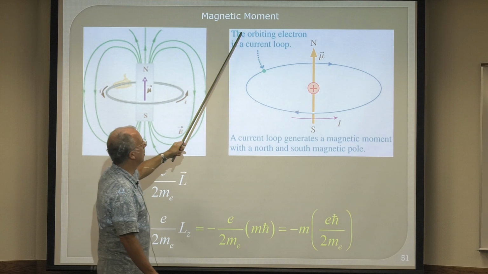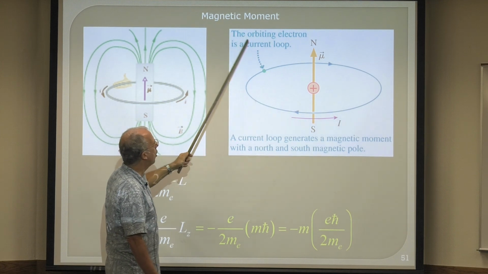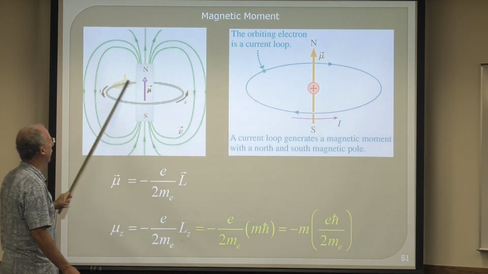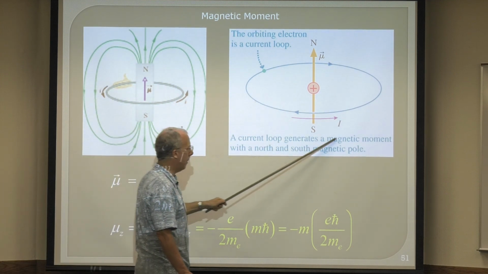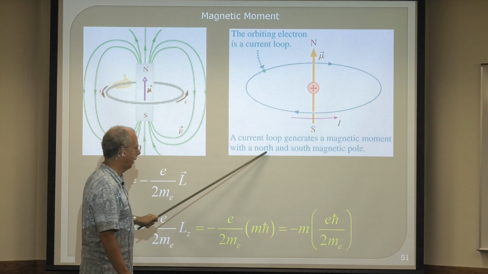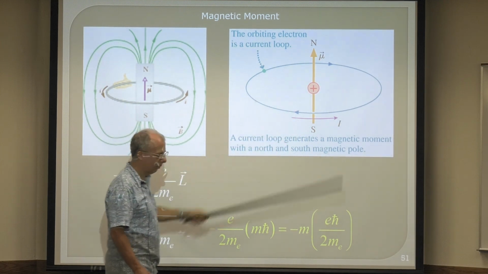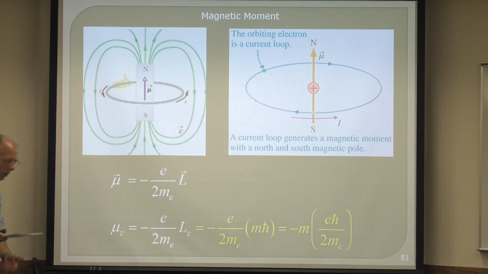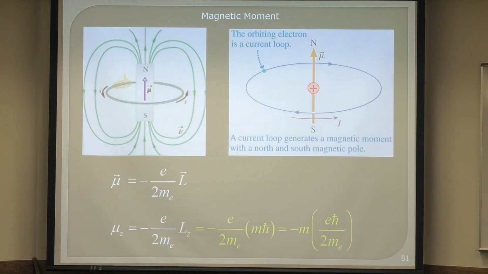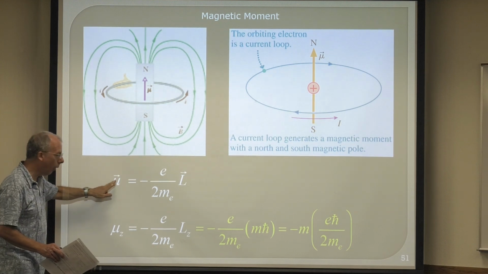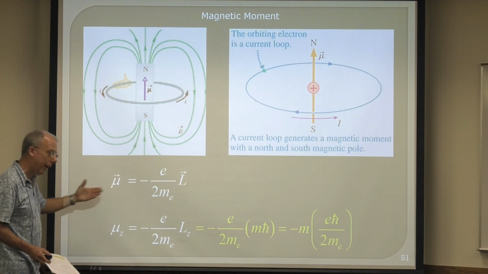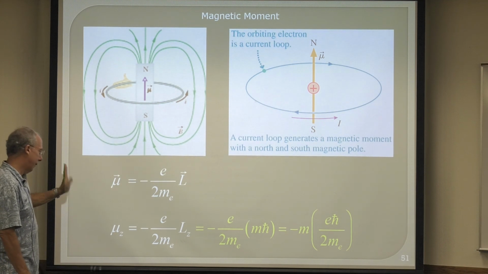So the orbiting electron is a current loop, just like this is a current loop, just like a current in this wire. A current loop generates a magnetic field with a north and a south magnetic pole. That's all you need to know for Physics 220. Now, in quantum mechanics, you can calculate this magnetic moment in terms of angular momentum. So here it is.